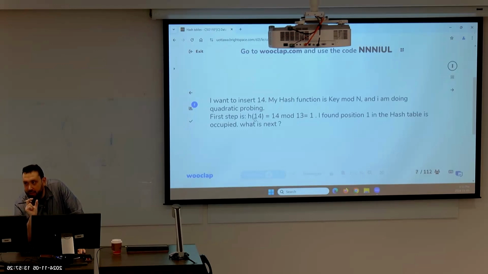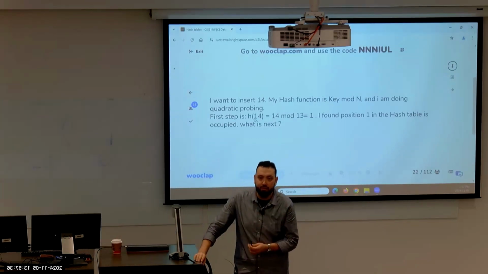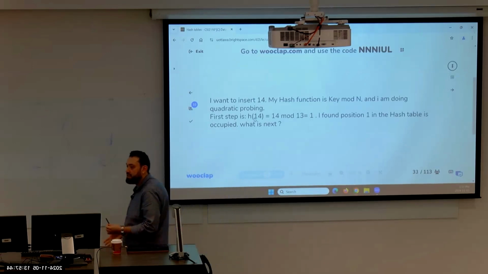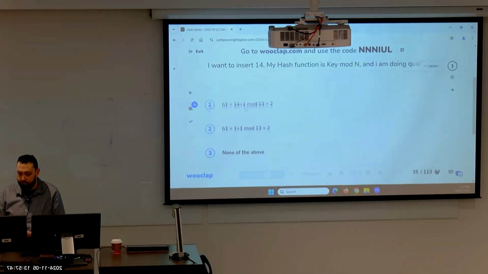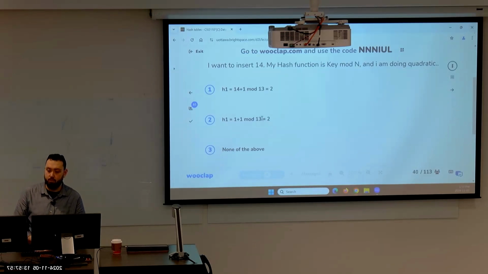So I found that it's not empty. That means I need to use the collision resolution. In this case, what is the collision resolution? Ralph says it's J square, exactly, mod 13. So that's the quadratic. In this case, what is the right thing? H1 equals 14 plus 1 mod 13, or is it 1 plus 1 mod 13? Which one? So Ralph is saying here, what is the equation?